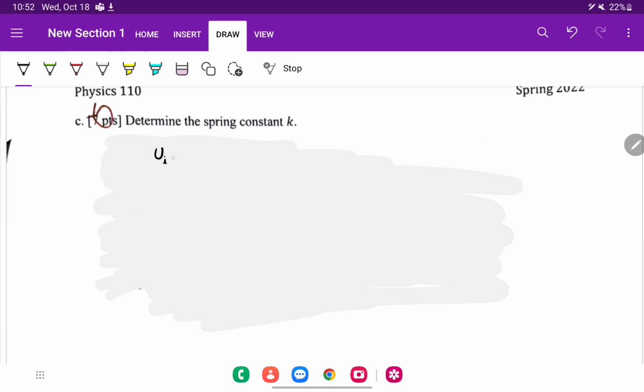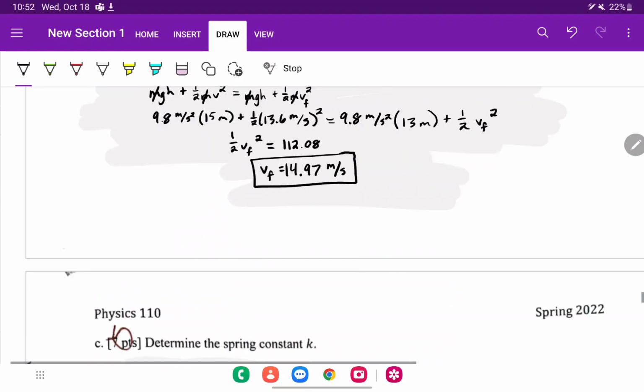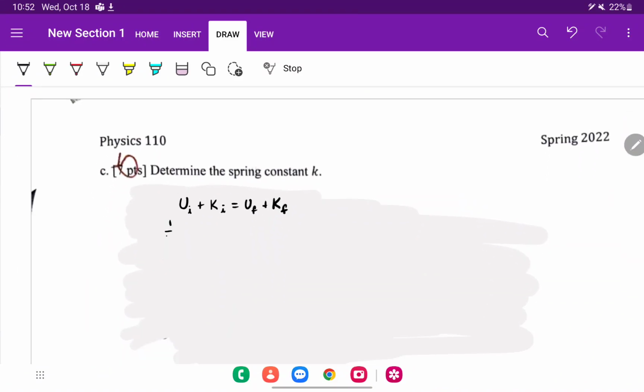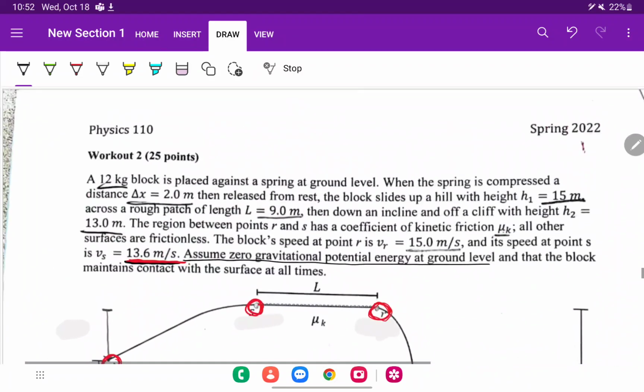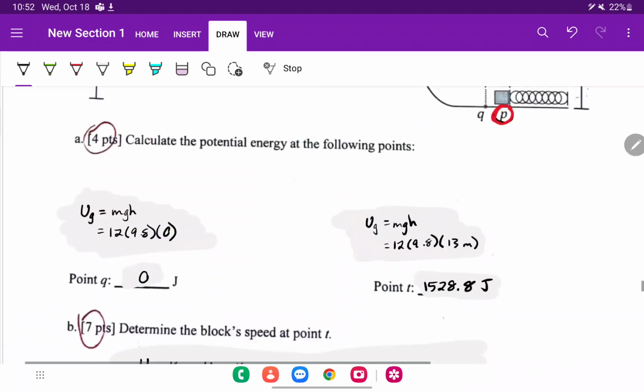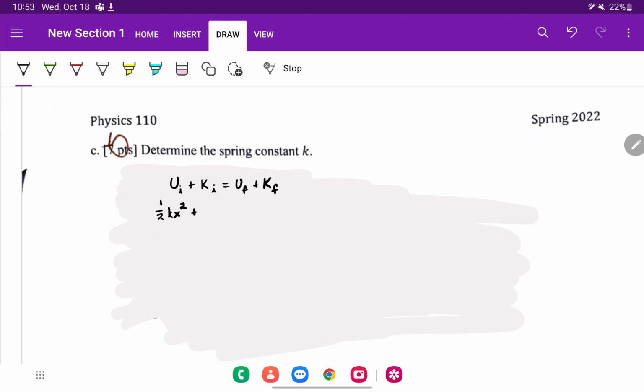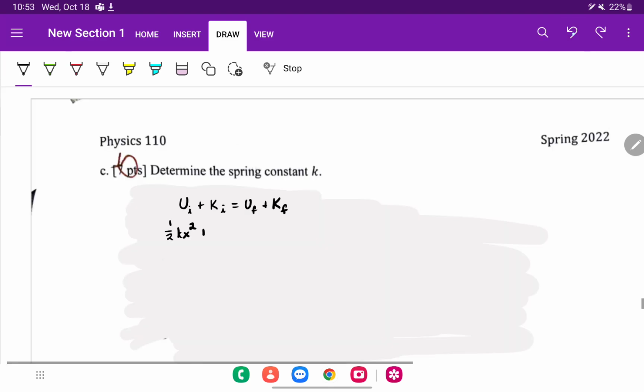So I'm going to write all this out again. I'm going to do initial potential plus initial kinetic equals final potential plus final kinetic. So in this case, we have two forms of potential energy to look at. We have our gravitational and spring potential. Gravitational, luckily this block starts on the ground level, so we don't have any gravitational, but we do have spring potential energy, which is 1/2 kx squared. Our initial K, let's say, the problem says that the block is released from rest. So that means we don't have any K initial. So I'm going to get rid of that plus sign.